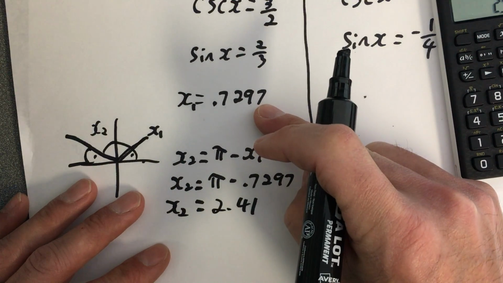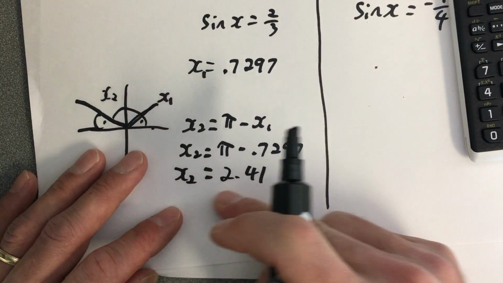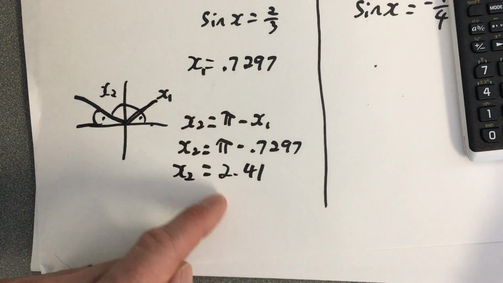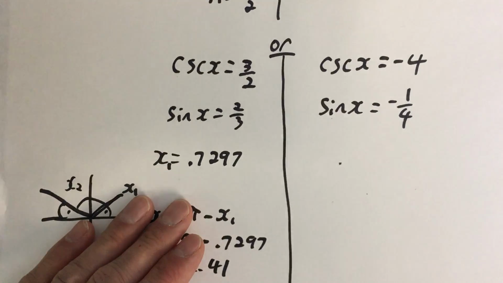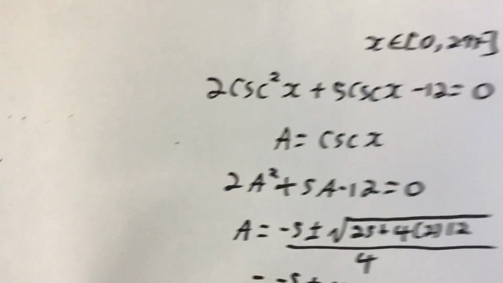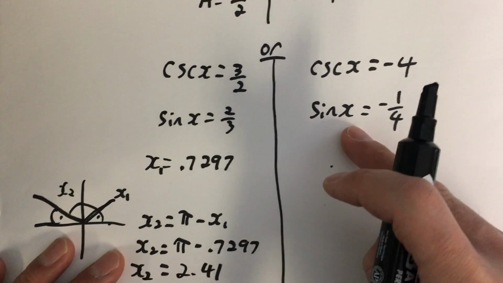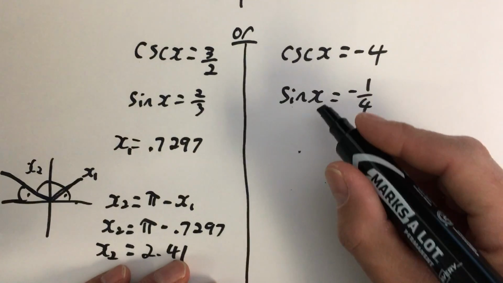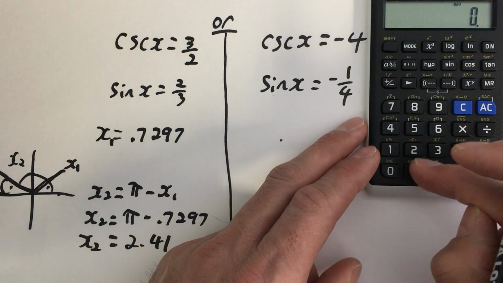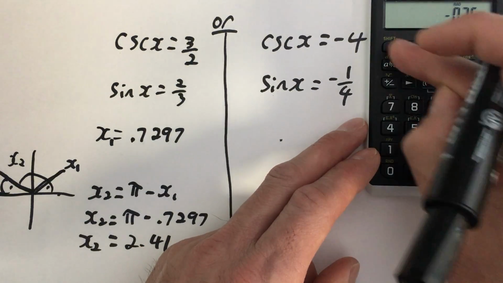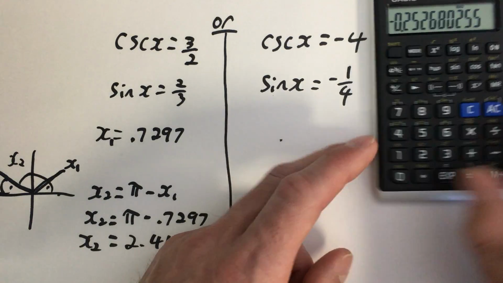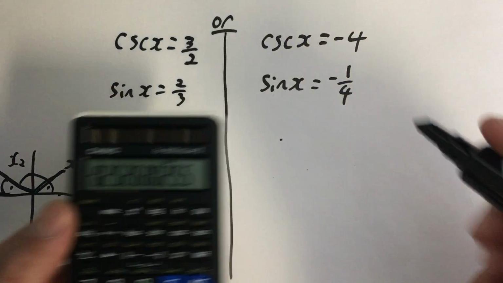So x1 is 0.7297, x2 is 2.41. Both of those angles in radians will satisfy this equation here. But notice I didn't yet deal with this. The sine of x could be -1/4. So if the sine of x is -1/4, then that could make x also near -1/4.